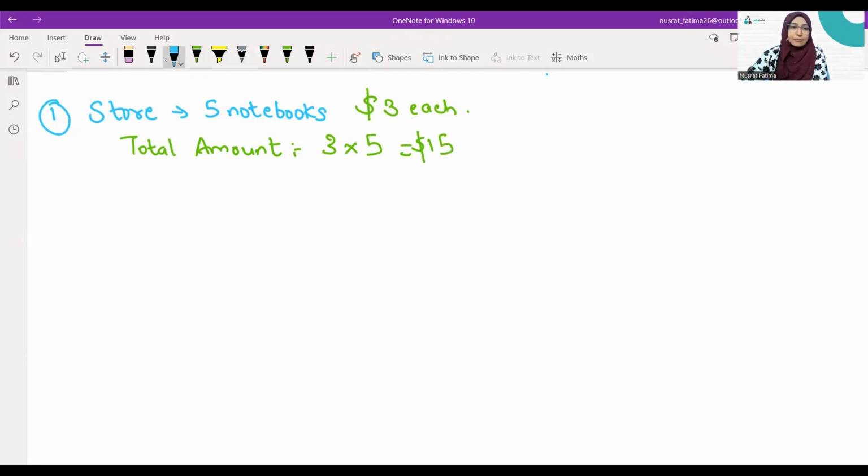Let's see one more example. For example, I'm playing a game. You play lots of games on your iPad, on your laptop. So when I'm playing a game, the game consists of 6 levels. And when I pass each level, I get 4 points.